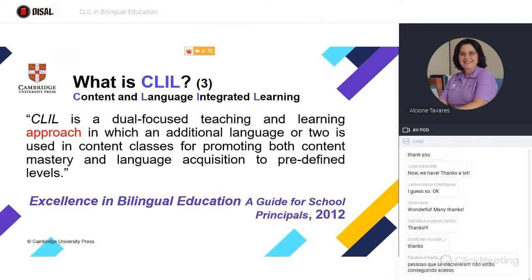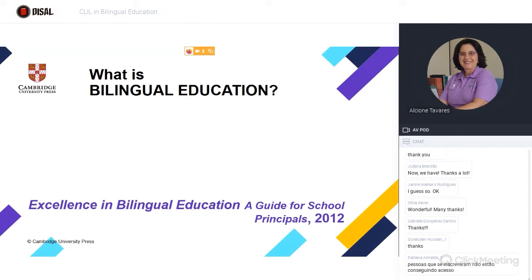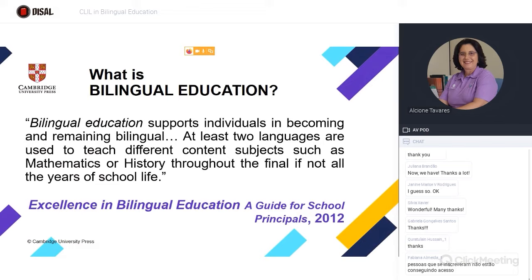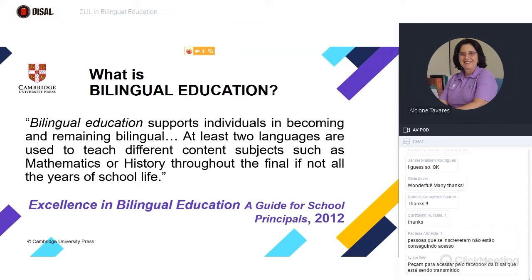The definition of bilingual education was also taken from Excellence in Bilingual Education, which says that bilingual education supports individuals in becoming and remaining bilingual. At least two languages are used to teach different content subjects, such as mathematics or history, throughout the final, if not all the years of school life.